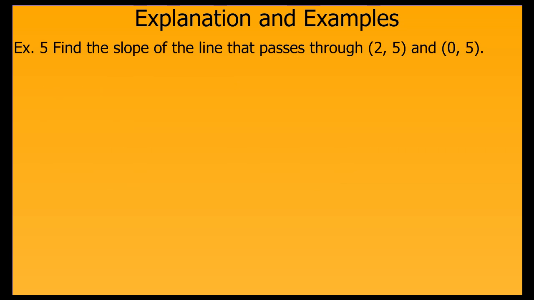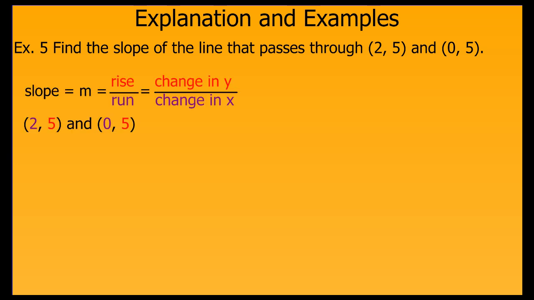Here's another example, this one with a twist. Again, we use our definition and our given points. But this time, our rise turns out to be 0. Since 0 divided by anything is still 0, that means our slope is going to be 0.